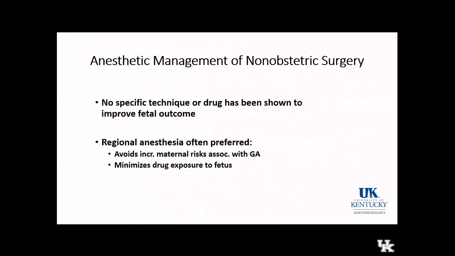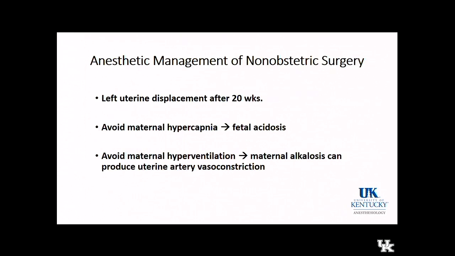Oftentimes, if it's amenable to doing the procedure under regional, you would prefer to do it. Mostly for maternal effects, in that you avoid the increased risks of general anesthesia, but also just intuitively, if you can minimize drug exposures to the baby, you probably want to do that. Because all these drugs, none of them have been tested in pregnancy. We just know from long-term use that there doesn't seem to be any problems or effect on outcomes, but it makes sense to use as little drug as you can. By doing regional, you just use a local anesthetic in the area of the surgery. Makes sense to do that.